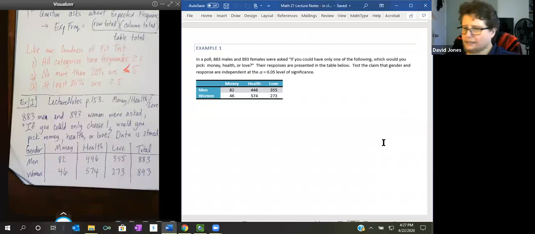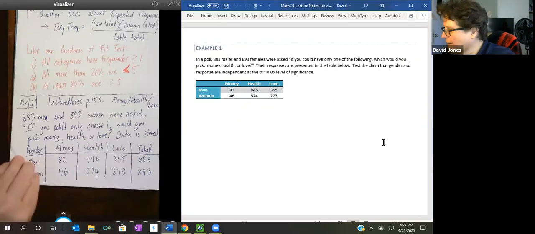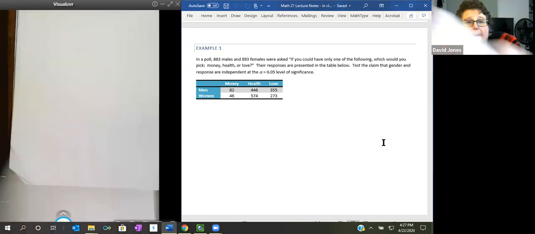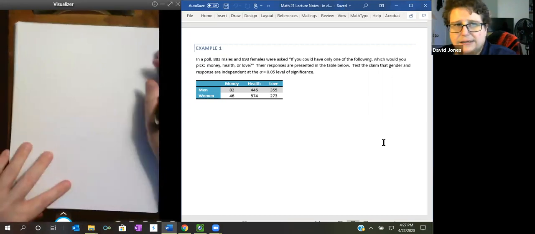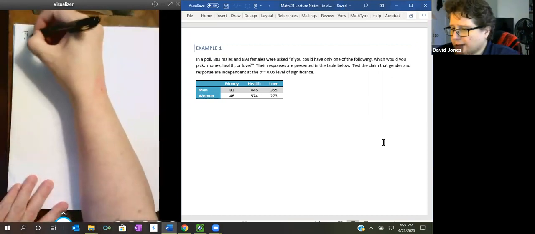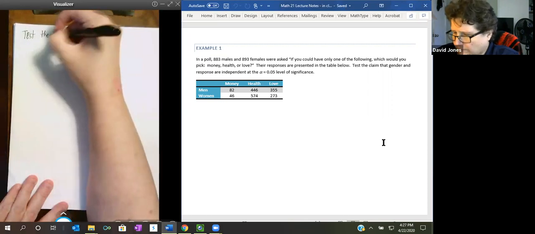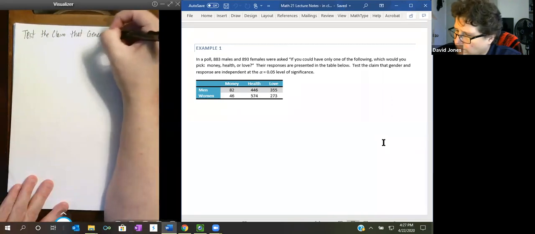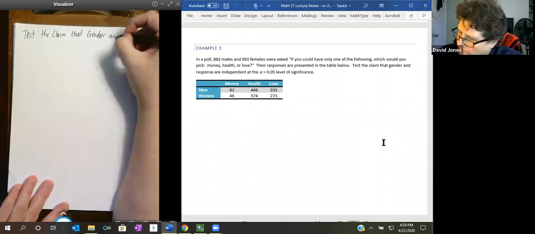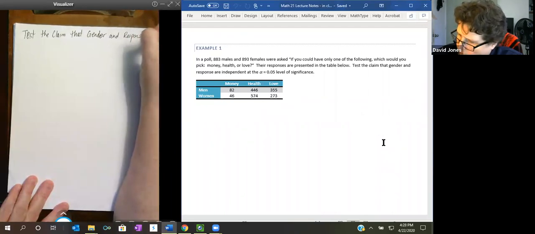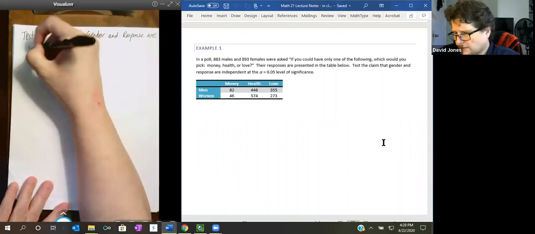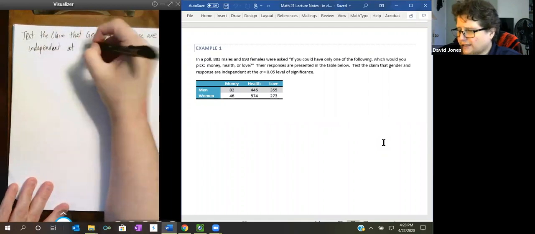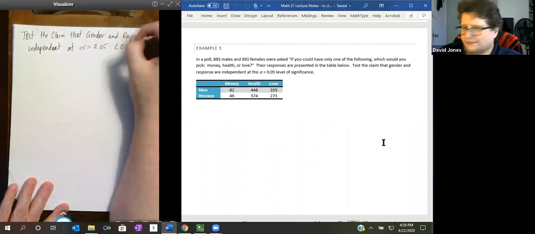Okay. So let's go through the steps of the hypothesis test. It says test the claim. Oh, I'll write that on the next page. Test the claim that gender and response are independent at alpha equals 0.05 level of significance.